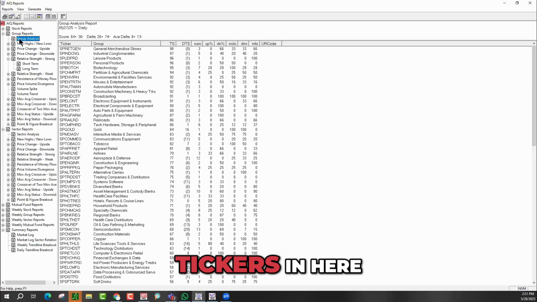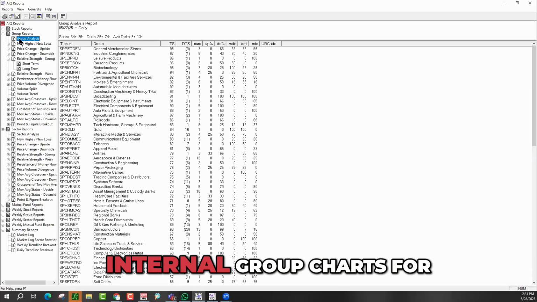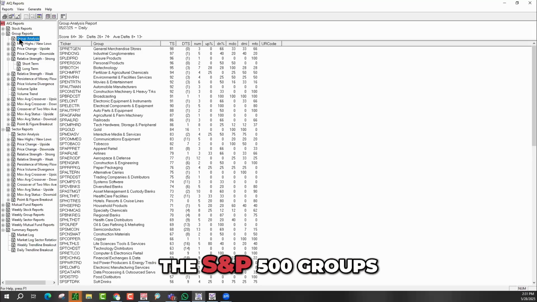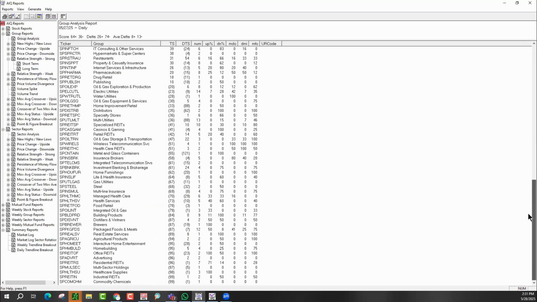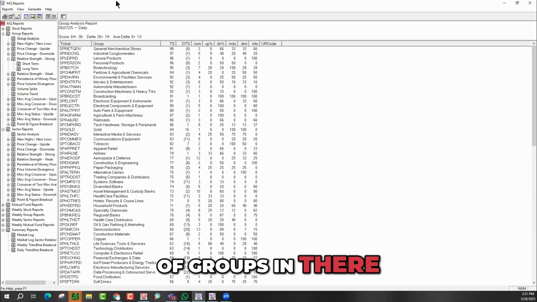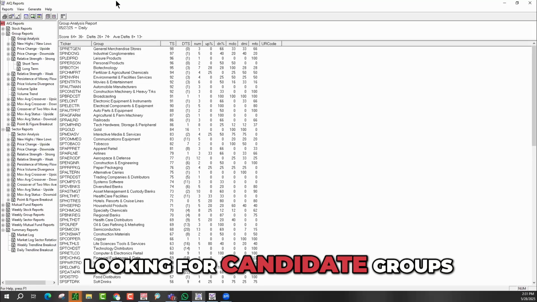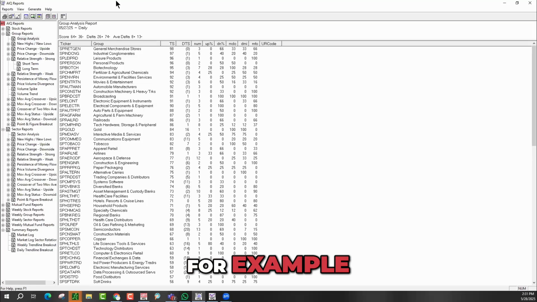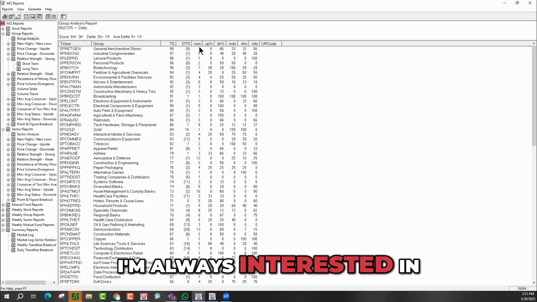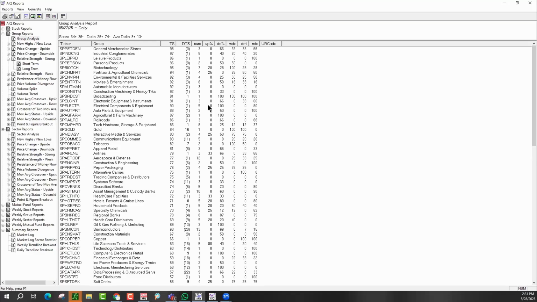Notice the number of tickers in here. These are all our internal group charts for the S&P 500 groups. You can see there's quite a lot of them. That page full of groups in there. Two things before we do anything else in looking for candidate groups to go long, for example, is I'm always interested in a number of stocks within a group.